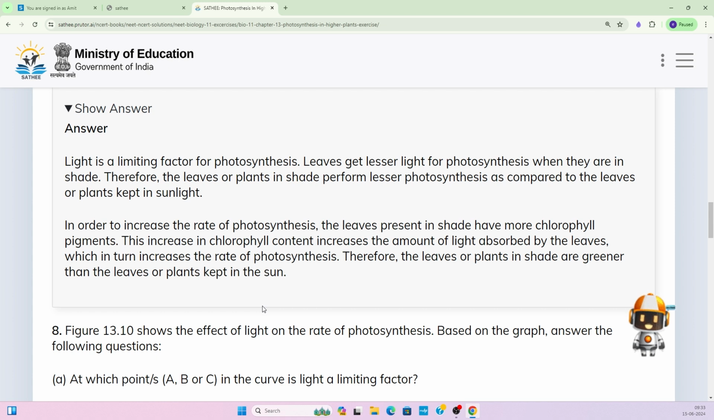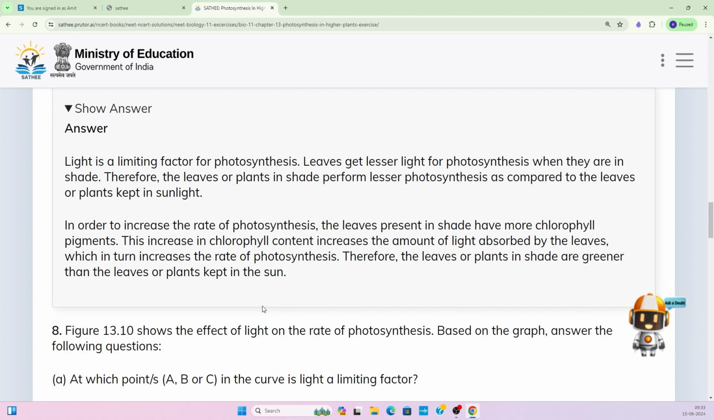The factors that affect the process of photosynthesis are called limiting factors for photosynthesis. So leaves get less light for photosynthesis when they are in shade. When they are in the shady region, they get a lesser amount of light, and therefore the leaves or plants in the shade perform less photosynthesis as compared to the leaves or plants kept in the sunlight.